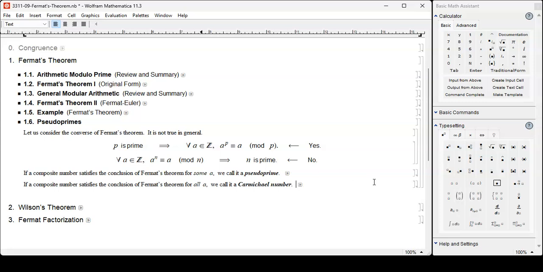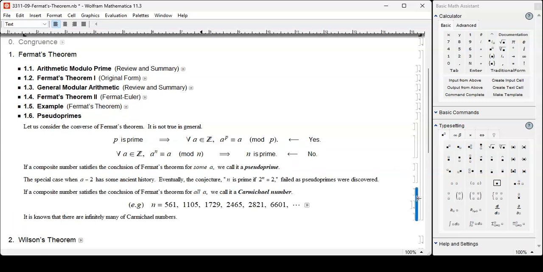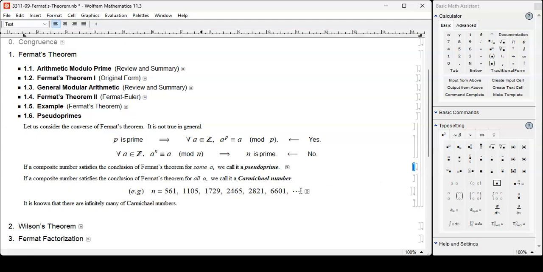The study of Carmichael numbers is a big deal, but of course it's too much for us. This is an undergraduate level course, so let's not go too deeply into that. Let's see, is there anything that's worthy of consideration? These kinds of numbers are Carmichael numbers, and it is known that there are infinitely many of them. So these are composite numbers, but they satisfy the condition of Fermat's theorem: a to the nth power is congruent to a mod n.